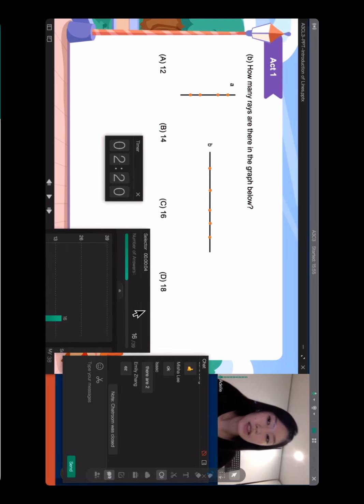Just want to give you guys a hint for this question. They're asking how many rays are there in the graph below, which includes both the line A and then the line B. Okay, so it's the total number.